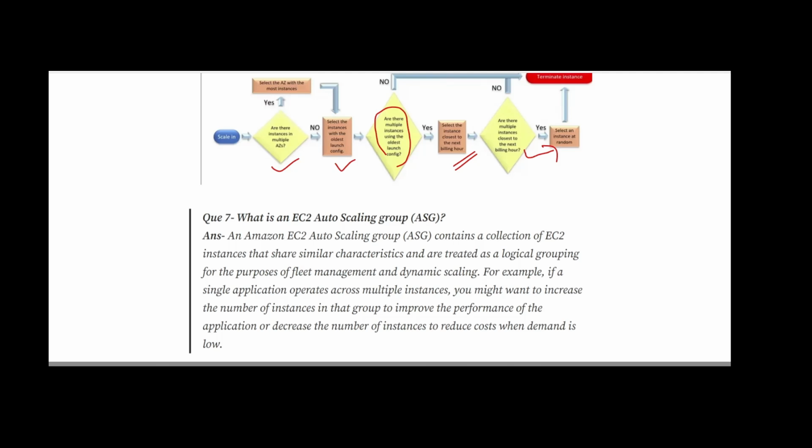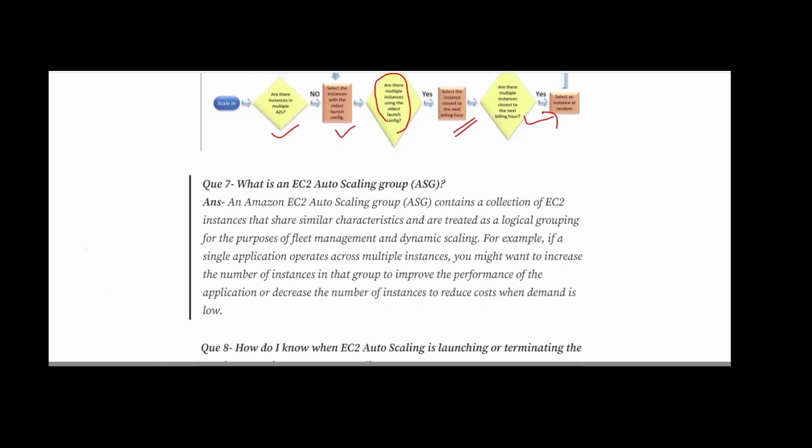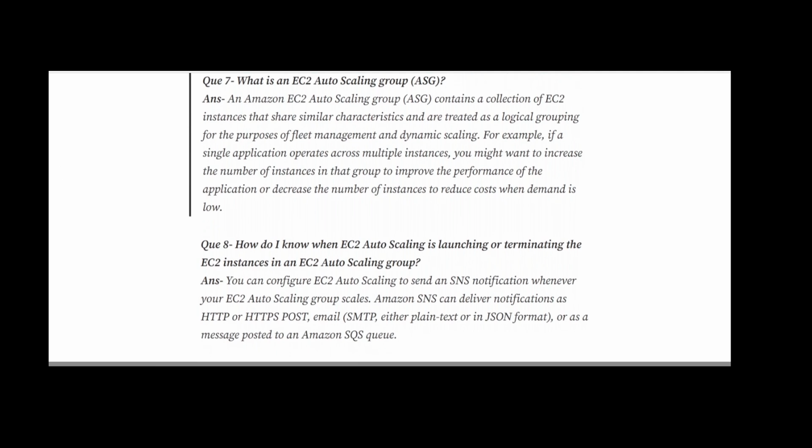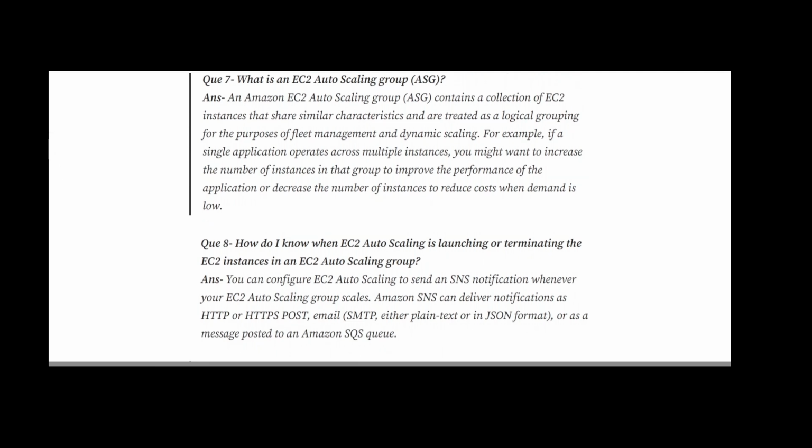Question number 8. How do I know when EC2 Auto Scaling is launching or terminating the instances in an EC2 Auto Scaling group? You can configure EC2 Auto Scaling to send an SNS notification whenever your EC2 Auto Scaling group scales. Amazon SNS, or Simple Notification Service, can deliver notifications as HTTP or HTTPS POST, email, or as a message posted to an Amazon SQS queue.